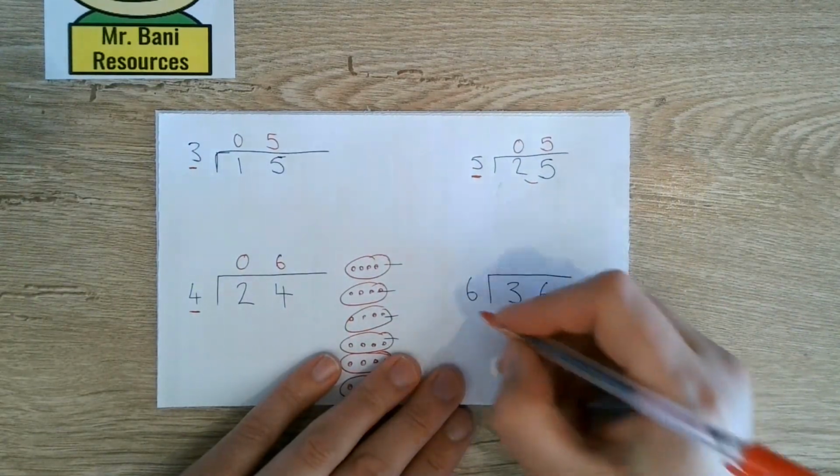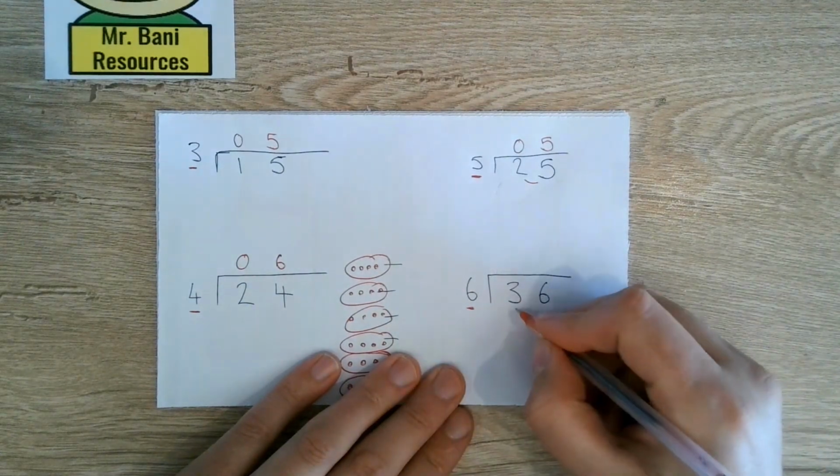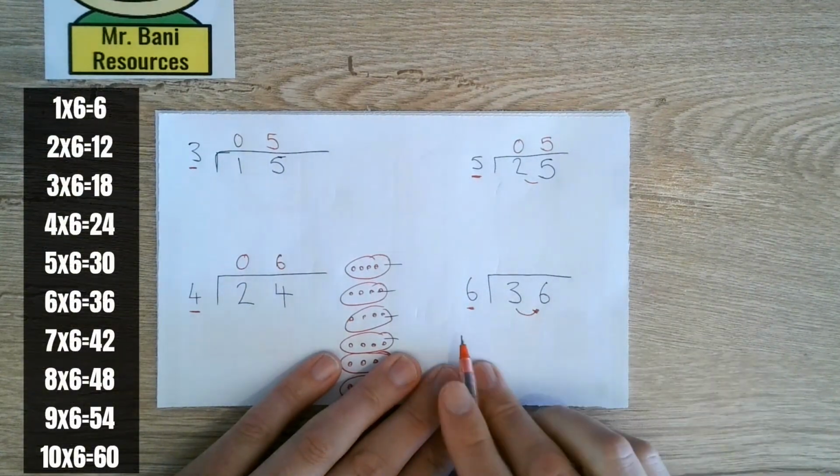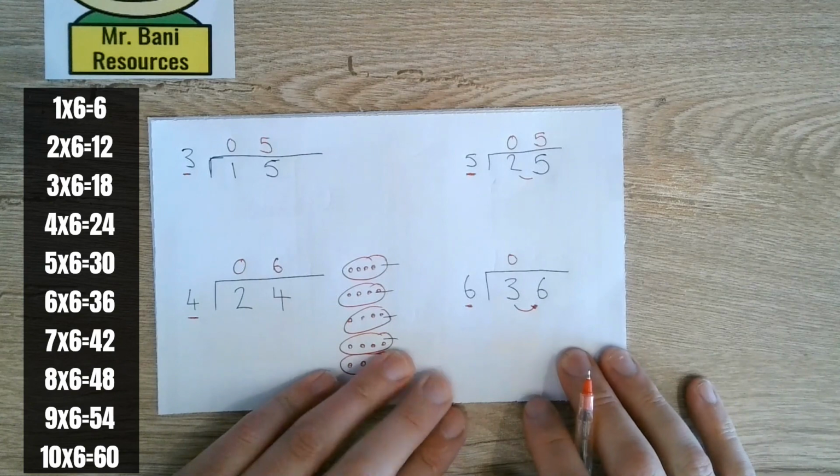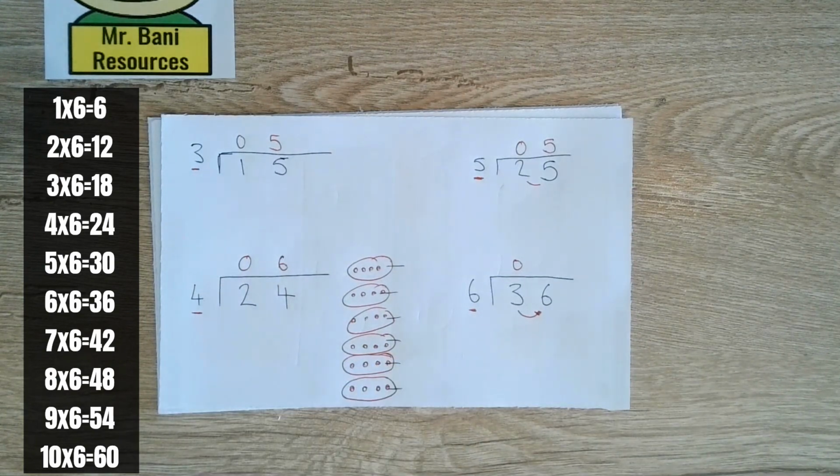Does 6 go into 3? No. Use your 6 times table to now work out how many 6s go into 36. Go. Well done. Do it again. Okay, let's do it again then. What times table are we using? 6. So let's do it then.